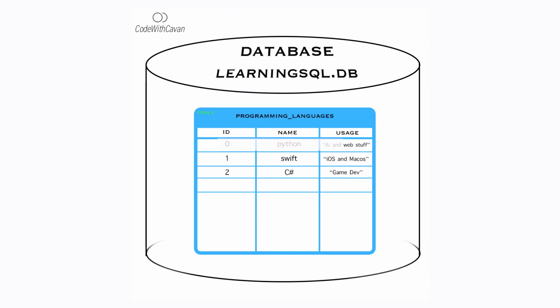We have Python at number 1, row number 1. Its common use case, AI and web stuff. Row number 2, we have Swift, and that's iOS and macOS. Row 3, we have C#, and that's very common in game development with the Unity engine.